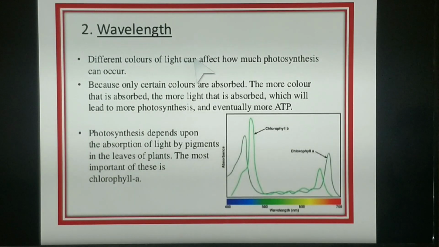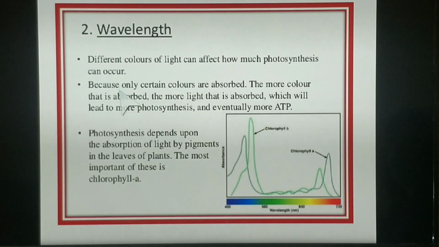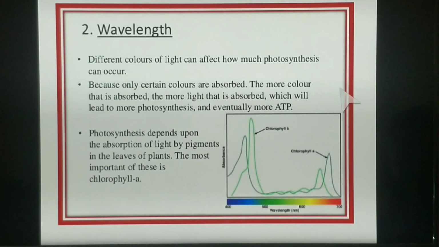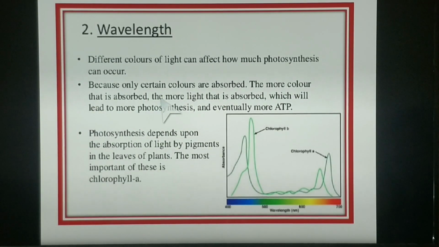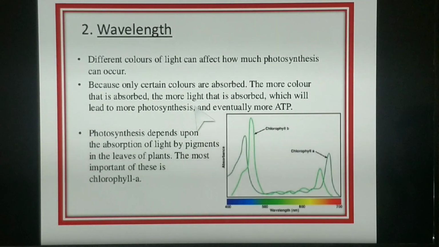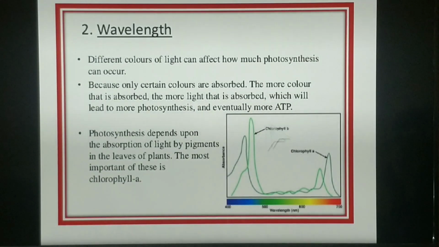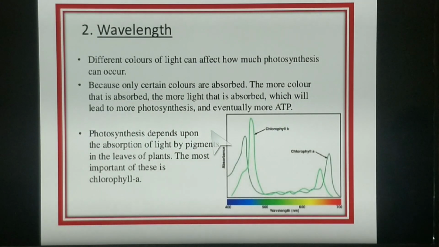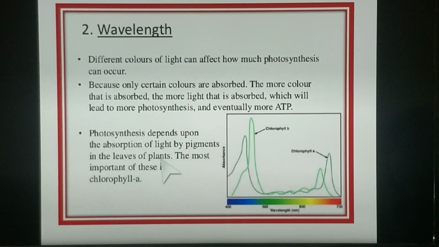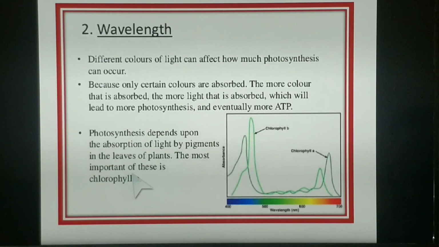Different colors of light can affect how much photosynthesis can occur, because only certain colors are absorbed. The more color that is absorbed, the more light that is absorbed, which will lead to more photosynthesis and eventually more ATP. Photosynthesis depends upon the absorption of light by pigments in the leaves of plants. The most important of these is chlorophyll A.